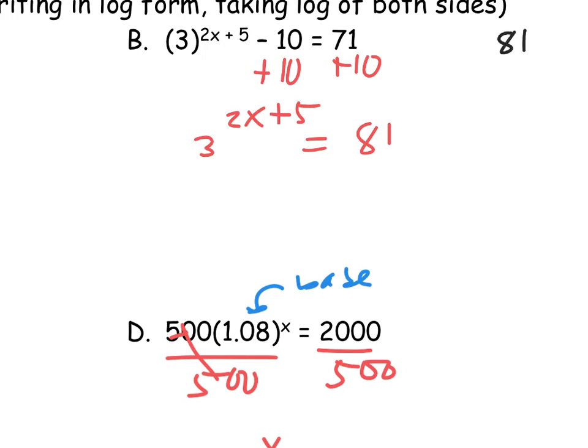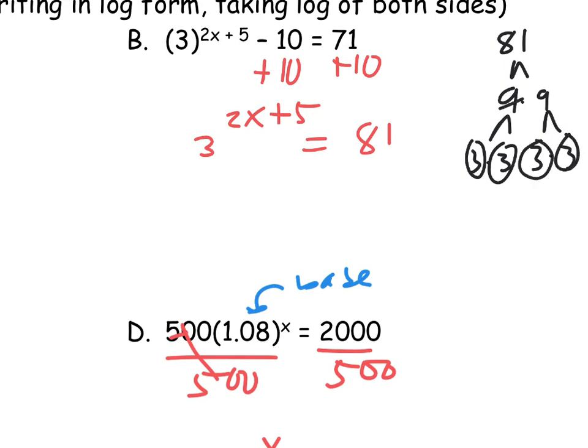81, I know this is 9 times 9, and 9 is 3 times 3, and they're both prime. So forgetting the 9s, 81 is 3 times 3 times 3 times 3, or 3 to the 4th power. So 3 to the 2x plus 5 equals 3 to the 4th power. So this one's kind of easy in the fact that I can get the same base. If I can't get the same base, well, then I got to use that log base button.